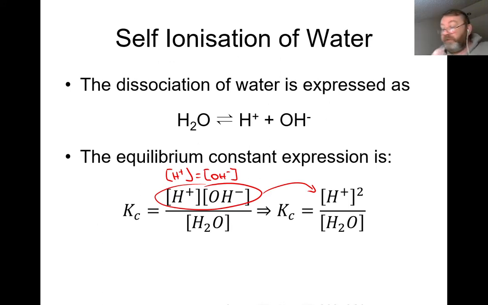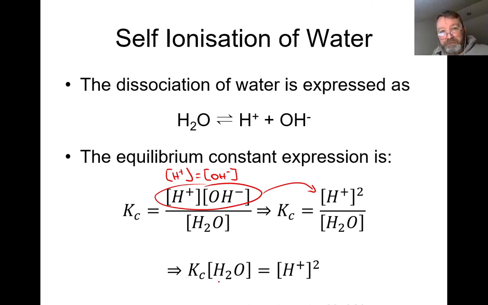And the reason why I want to do that is because I now want to clear the fraction. And if I clear the fraction, all I've got to do is multiply both sides by the concentration of H2O in order to end up with this equation. And this is extremely important, all right? Because Kc is a constant. We already know that. It's the equilibrium constant from the previous chapter. The concentration of water at different temperatures is also a constant value. So therefore, these two here are actually two constants. And because they are two constants, when you multiply two constants together, you get a constant.